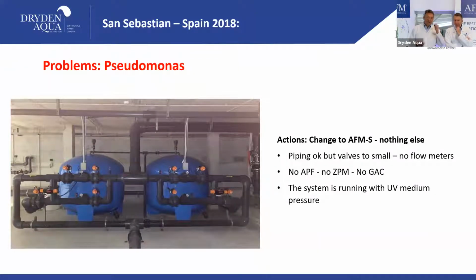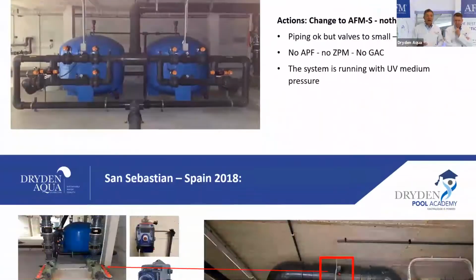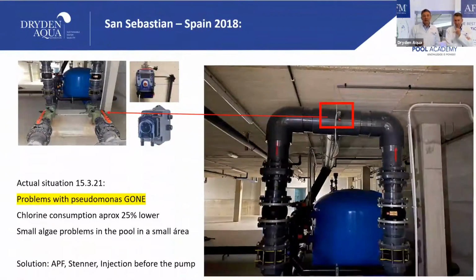Now, since I'm involved in Colplus, all the new filters have a side glass. They do not use our APF, no CPM, no activated carbon, granulated activated carbon, just AFM. And the system is running with a UV medium pressure. And yeah, here you see the installation.